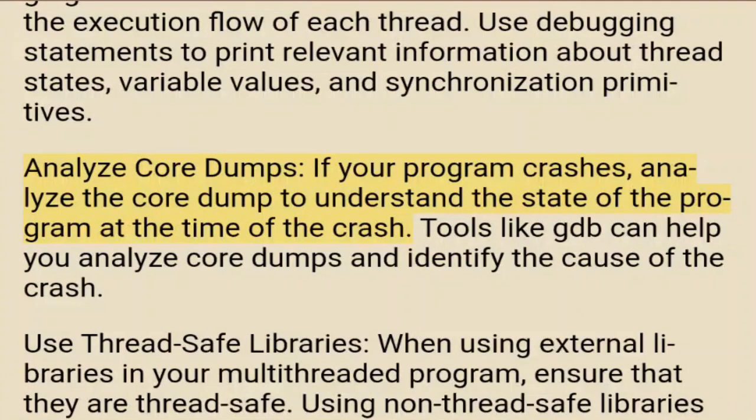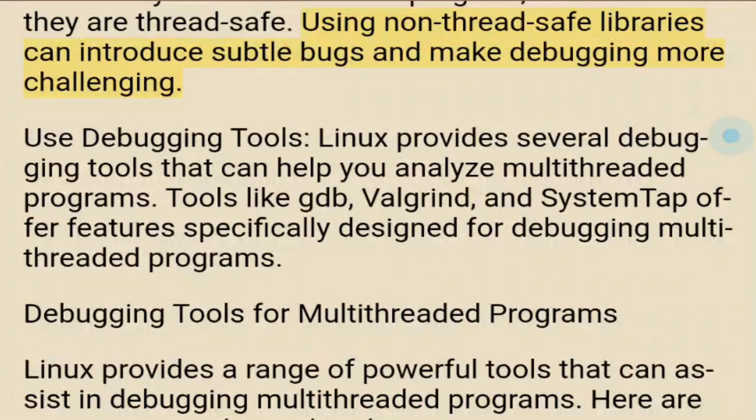Analyze core dumps. If your program crashes, analyze the core dump to understand the state of the program at the time of the crash. Tools like GDB can help you analyze core dumps and identify the cause of the crash. Use thread-safe libraries. When using external libraries in your multi-threaded program, ensure that they are thread-safe. Using non-thread-safe libraries can introduce subtle bugs and make debugging more challenging.